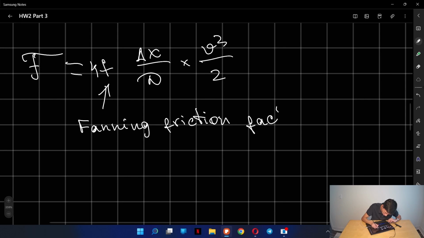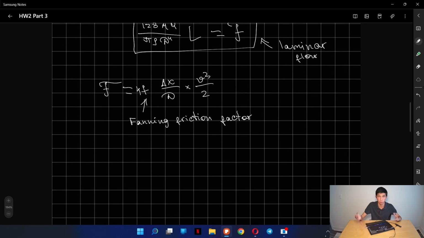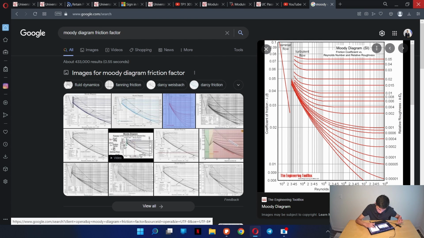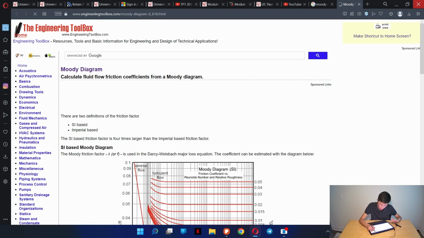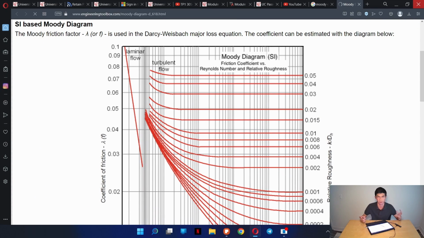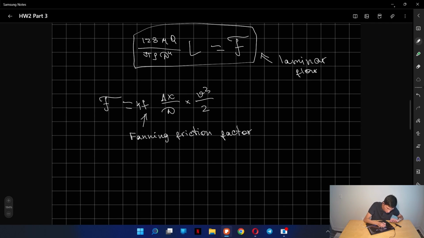And in the question, we want to prove that the fanning friction factor is 1 over Reynolds number. Here I have a Moody diagram, which chemical engineers use. For laminar flow, the coefficient of the fanning friction factor is always equal to 1 over Reynolds number, and it does not apply to turbulent flow.